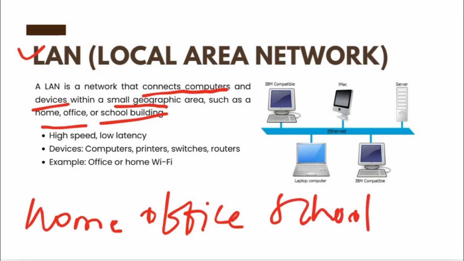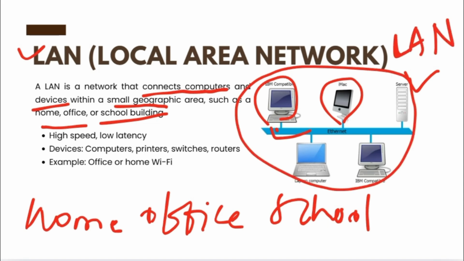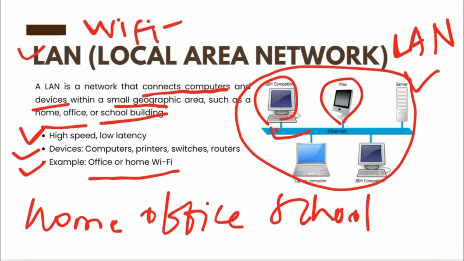Okay, as you can see in this image, there are different types of devices connected to each other via Ethernet cable. So this is called a LAN, and its key feature is that it is high speed. It offers high speed with low latency. Devices used in a LAN are computers, printers, switches and routers, and an example is home or office Wi-Fi. The Wi-Fi you use at your home is a LAN, and the network in your office is also a LAN.